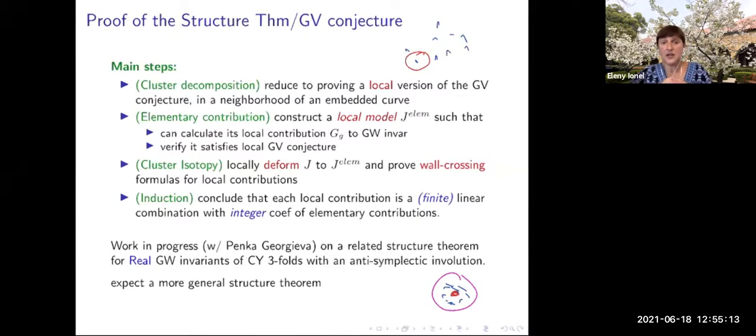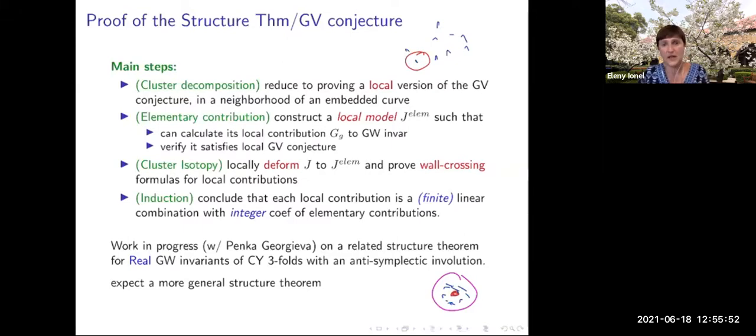And then the last piece of the argument is to isotope, to deform the J we started with to this elementary one where we can calculate everything and see what happens to the contribution. So you have to prove some wall-crossing formulas, but these are simple wall-crossing formulas. You just need to understand what happens. Basically, you just need the Kuranishi local model for the moduli space of simple stable maps. So you just need to work with simple maps in their homology class, in their genus. If you know what happens to them, that's all you need to know. And the rest is just an induction argument.